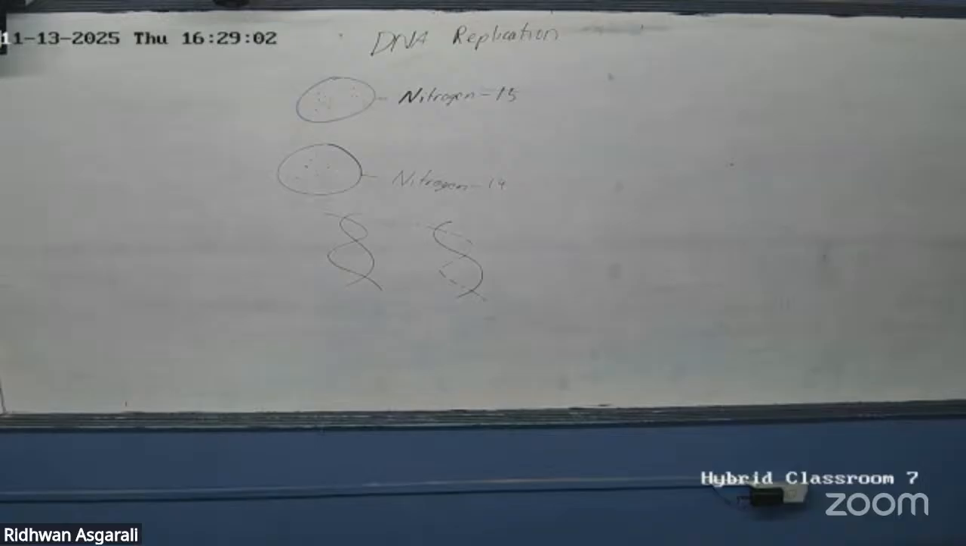So if it was fully conservative, after replication, these strands would just contain nitrogen 15. If it was not conservative at all, the two strands would contain the new nitrogen 14, right? That's it for DNA replication.